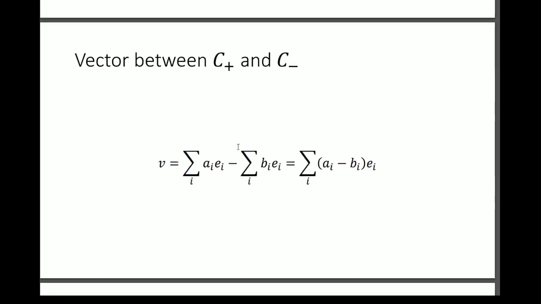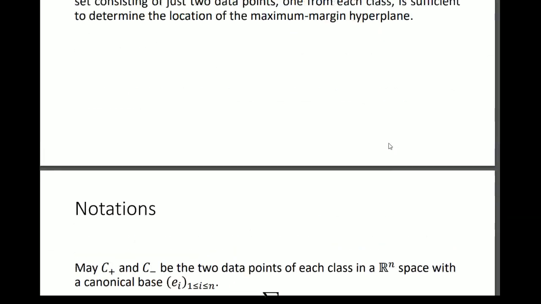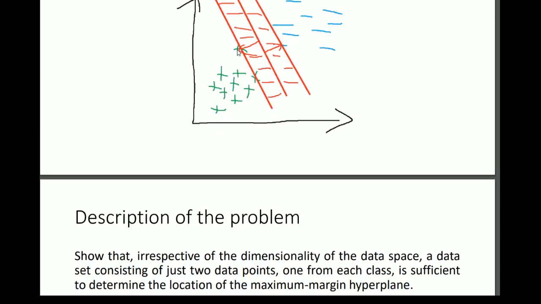So my first thing is I want to calculate the vector between C plus and C minus. So I just do the difference and I get this result. Now there is not much problem. So what we calculated is the vector from this part to this part. And what we want is that this vector must be the normal of the hyperplane.